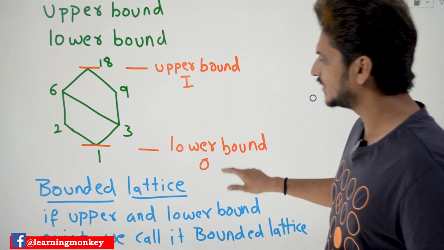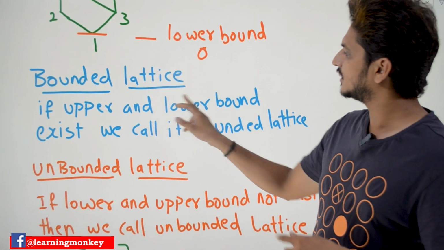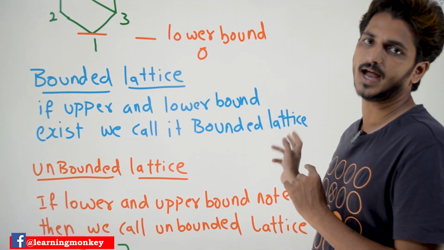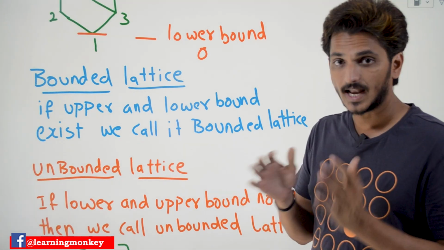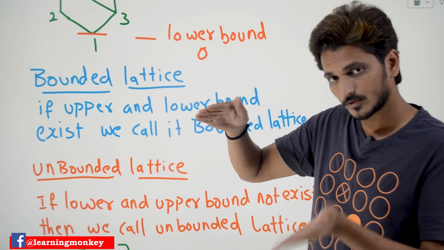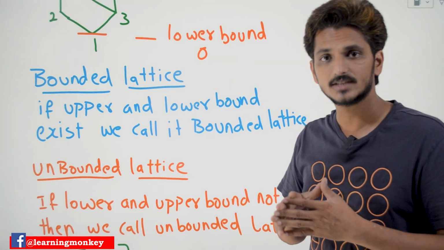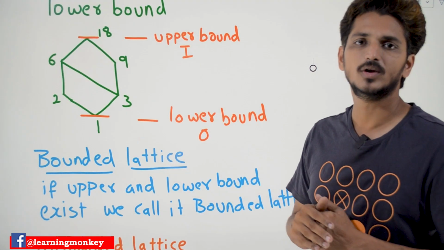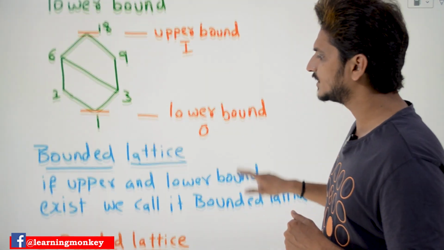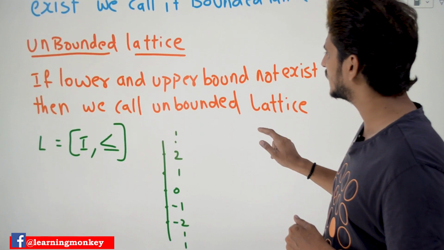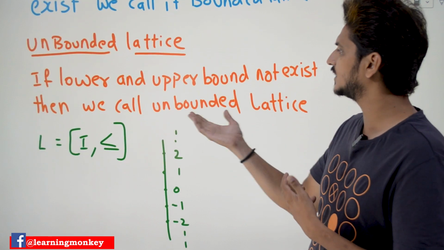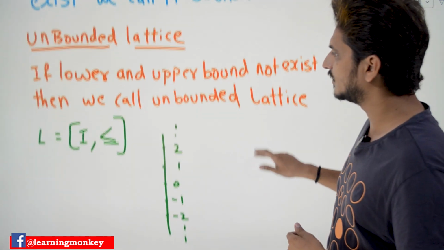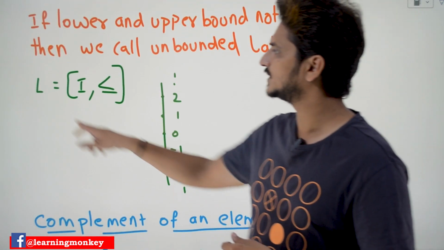Now coming to the bounded lattice, if upper and lower bound exist, we call it a bounded lattice. In a lattice, if both upper bound and lower bound exist, then we say it is a bounded lattice. The above example is an example of a bounded lattice. Now coming to the unbounded lattice, if lower and upper bound do not exist, then we call it an unbounded lattice. Let's take an example.